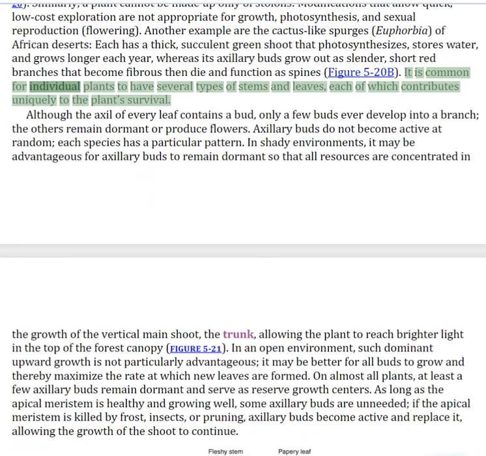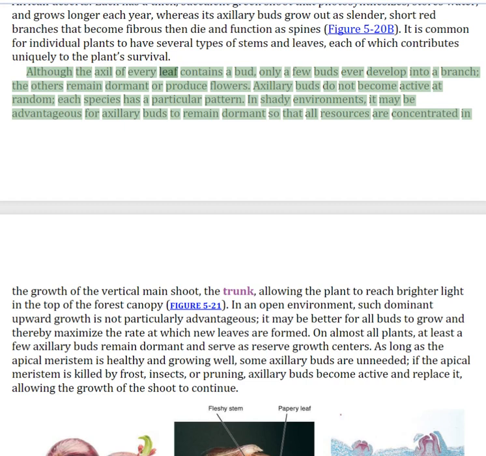It is common for individual plants to have several types of stems and leaves, each of which contributes uniquely to the plant's survival. Although the axil of every leaf contains a bud, only a few buds ever develop into a branch; the others remain dormant or produce flowers. Axillary buds do not become active at random. Each species has a particular pattern.